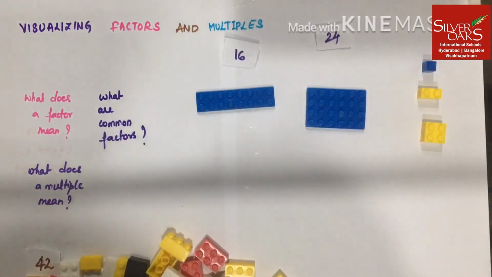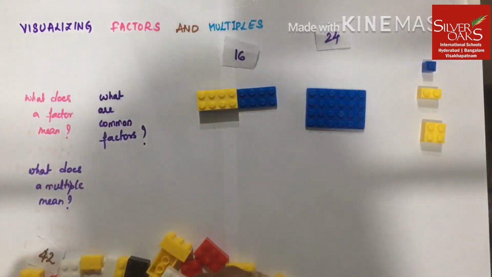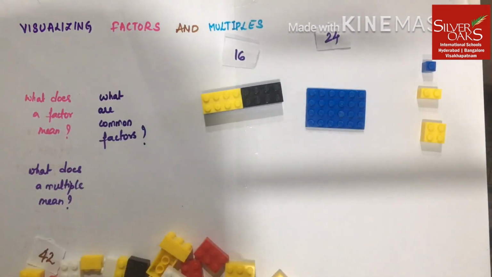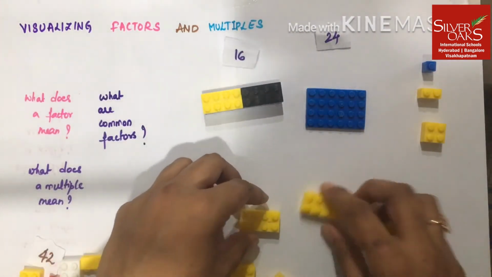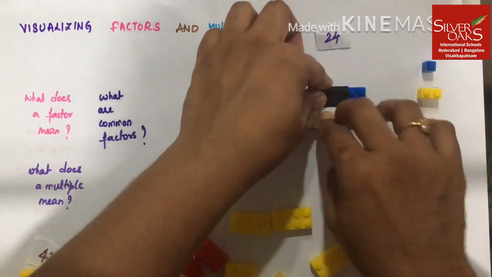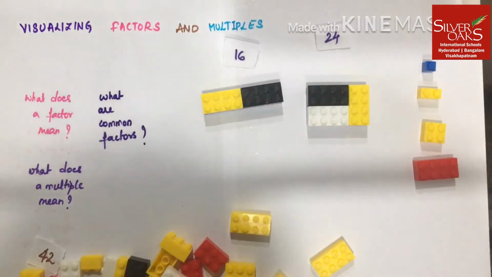So let us try with an 8 too. I was able to fill 16. 2 8s I have used. Similarly, let me use my 24. Okay, first 8, second 8, and third 8. So 8 is definitely a factor.